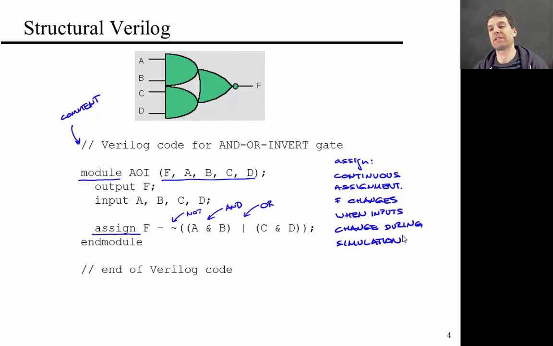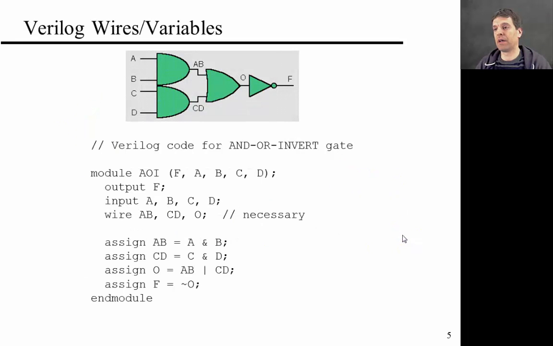Okay, so that's the first example of structural Verilog. This is the exact same circuit, logically the exact same circuit again. I just made one change here, which is I've introduced a new keyword called wire, which is exactly what you think it is, and it specifies a wire connecting other logic elements.